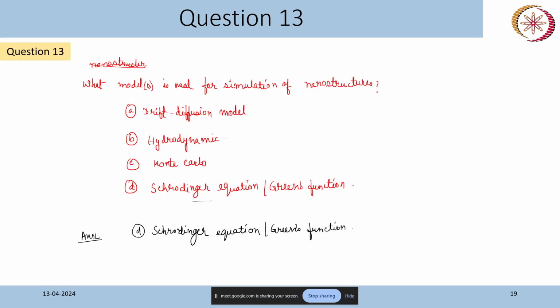The drift diffusion model is valid only for bigger structures like old ICs. Even for modern ICs where the dimensions are much smaller, either the hydrodynamic model is used or Monte Carlo based simulations are used.